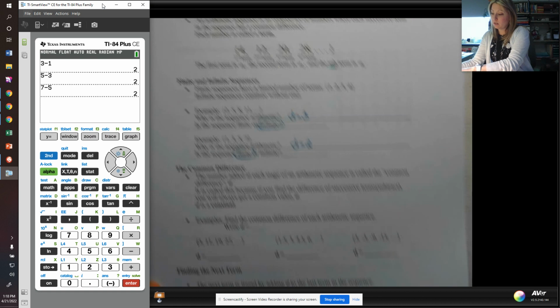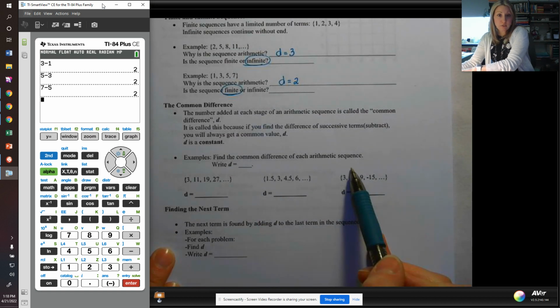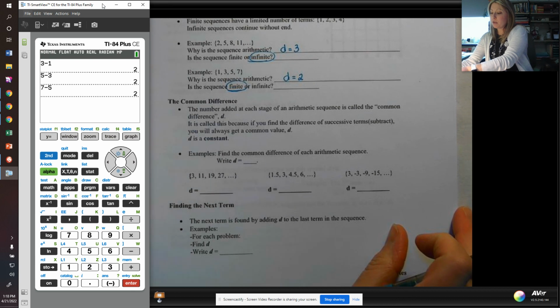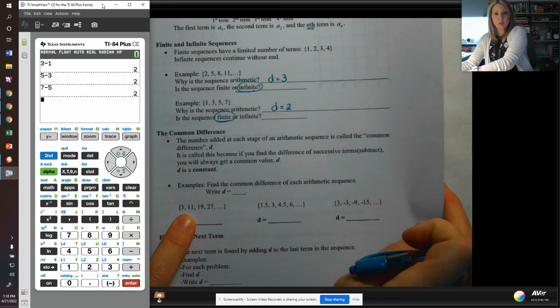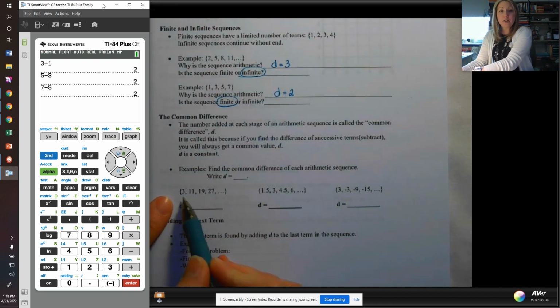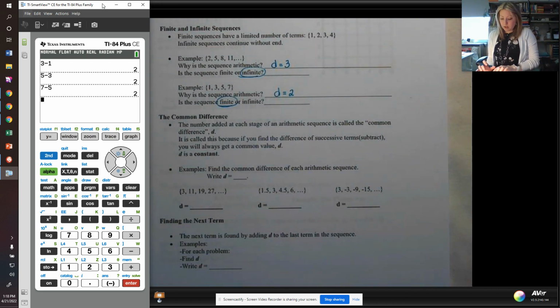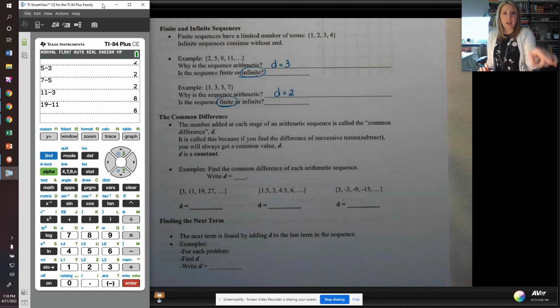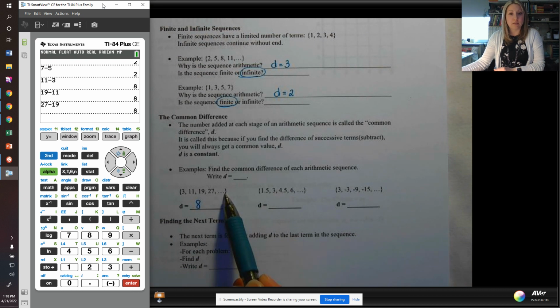So down here, we're asked to find the common difference of each sequence. Let me try this sequence and this sequence, and you can try this sequence and see how we do. So we'll start here. Okay, let's do this correctly. 11 minus 3 is 8. Let's hope we still get that. 19 minus 11 is 8. And 27 minus 19 is 8. What's my common difference? 8. By the way, finite or infinite? Infinite sequence because of the dot, dot, dot.